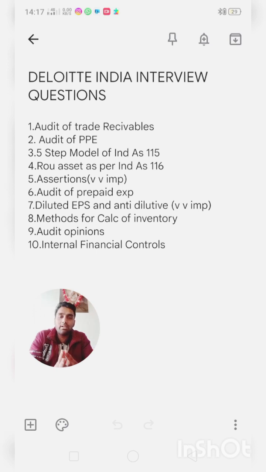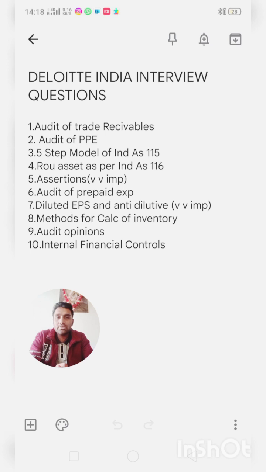After that, they may ask you questions related to the Ind ASs. They are going to focus mainly on two of them, Ind AS 115 and Ind AS 116. In Ind AS 115, they generally follow the 5 step model, that is, how you do the recognition. They may give you a case scenario and ask whether you should record the revenue or not. Depending on the situation, you need to answer.